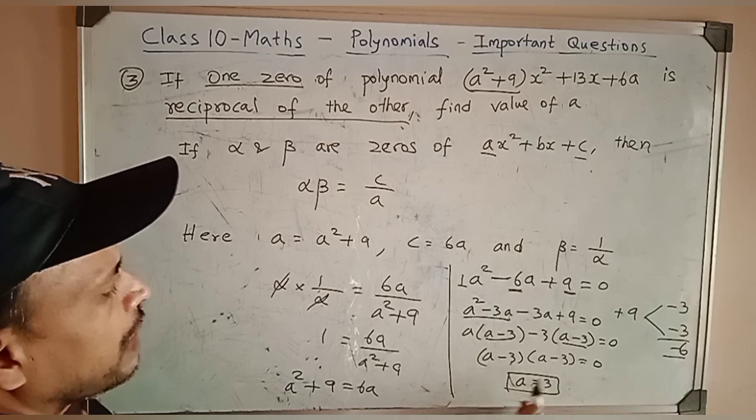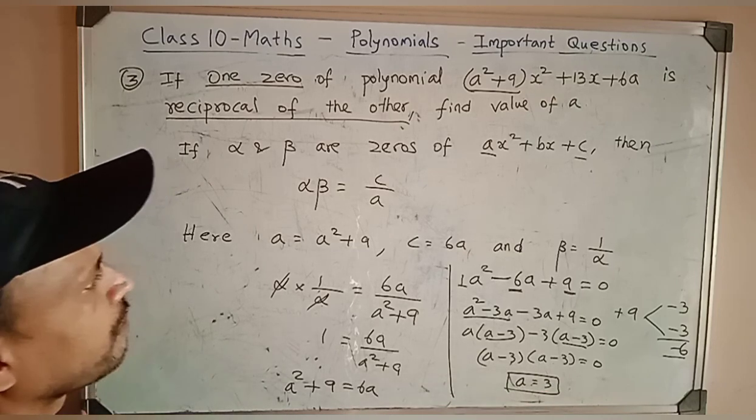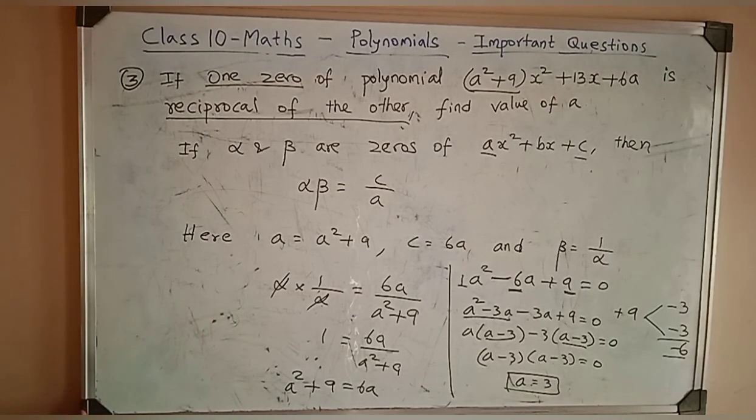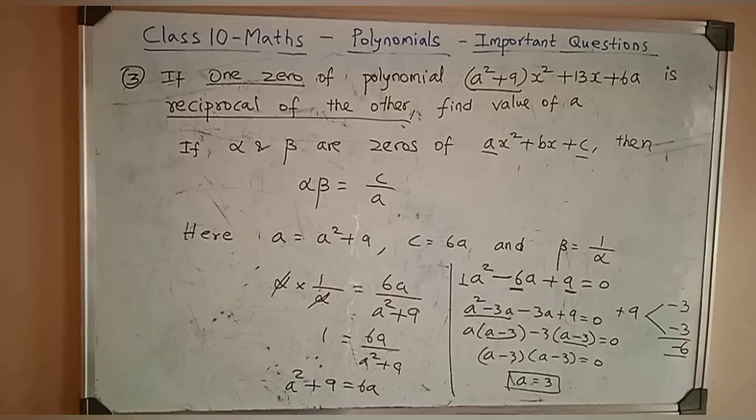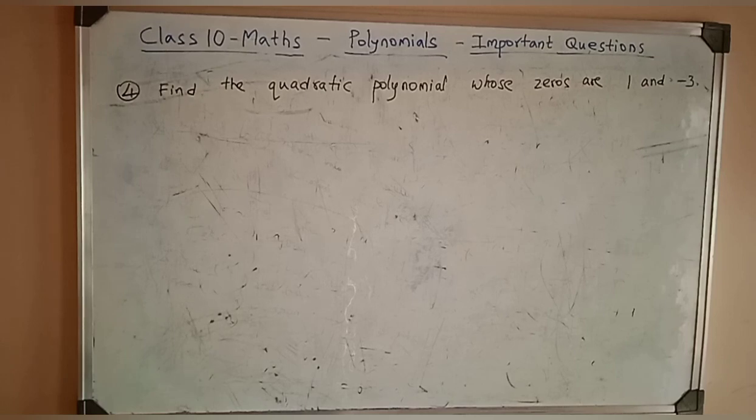If we equate separately to 0, we will get a is equal to 3. So value of a is equal to 3 for this given question. Let us move to next question. This is the next question. Find the quadratic polynomial whose zeros are 1 and minus 3.